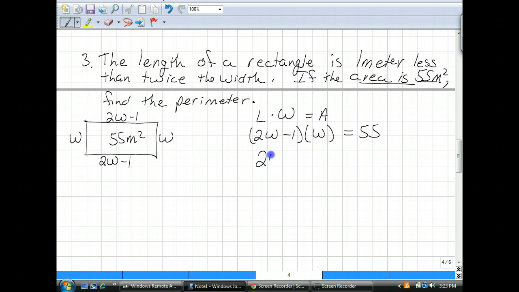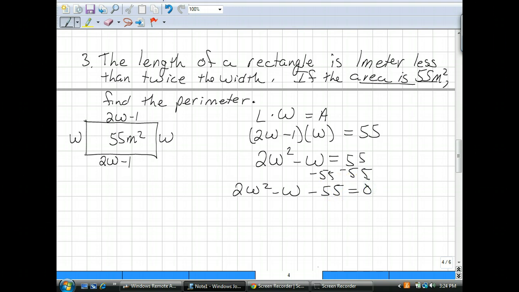So we have 2w squared minus w, oops, shouldn't be plus, equals 55. Set that equal to 0, so we're going to subtract 55 from both sides. So we have 2w squared minus w minus 55 equals 0.